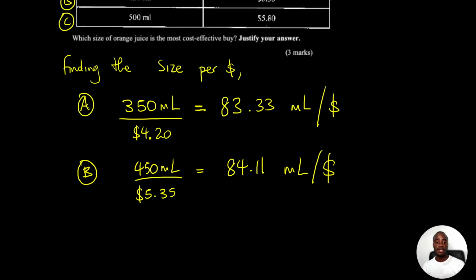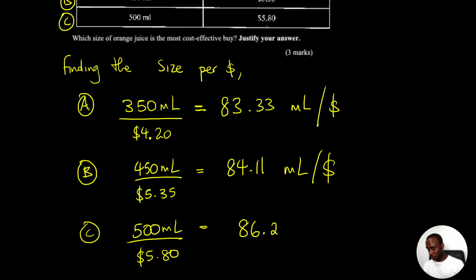And then the last one now, C, 500 milliliters divided by, what's that? $5.80, I think it was. Okay, and then now that's 500 divided by $5.80. That's 86.21 milliliters per dollar. So we know they're all on the same level. They're all talking about the amount of milliliters for your dollar.